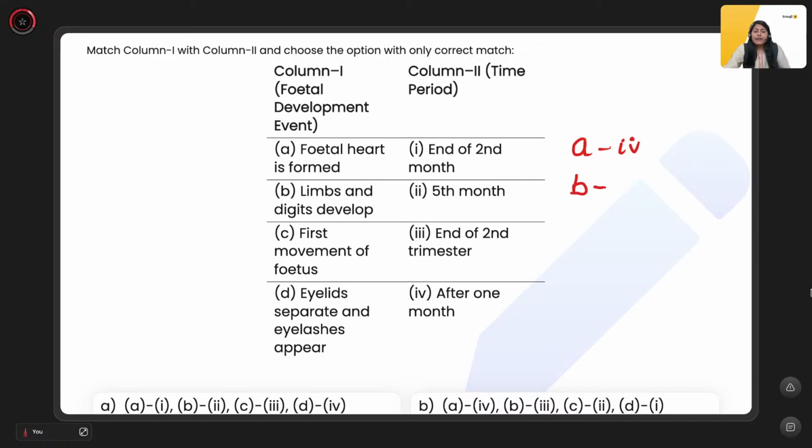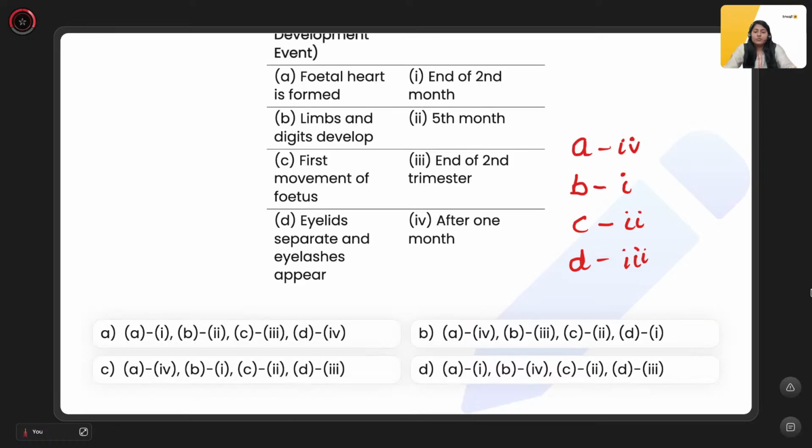Then limbs and digit develop. Limbs and digit develop after the end of second month. Now, first movement of fetus, this takes place in fifth month. Okay, and eyelids separate and eyelashes appear. This happens at the end of sixth month. Okay, so you can say end of sixth month or end of second trimester. So this is going to be 3. So we have 4, 1, 2, 3. Now we'll just look at our options. 4, 1, 2, 3. This is your option C. Okay. So option C, 4, 1, 2, 3 is going to be your correct answer.